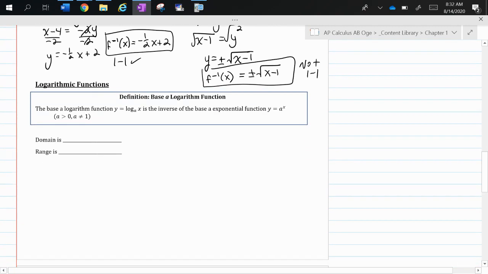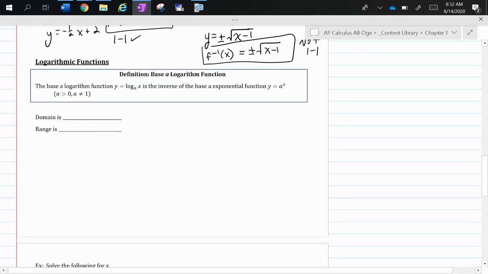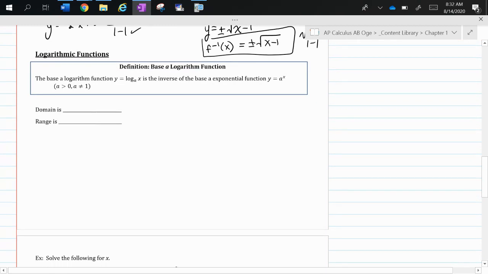Good stuff. All right, so now we're going to move on to logarithmic functions. Here's the definition of a base a logarithm function. The base a logarithm function y equals log base a of x is the inverse of y equals a to the x. A logarithmic function and an exponential function are inverses of each other, always, where a is bigger than 0, so the base of the logarithm and the base of the exponential function will always be positive, and a will never be 1.